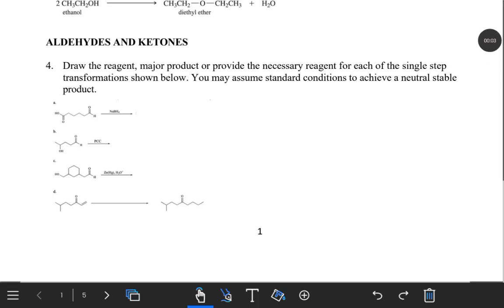In this third session, we're going to do aldehydes and ketones. So the question we were given was: draw the reagent, major product, or provide necessary reagents for each of the single-step transformations shown below. You may assume standard conditions to achieve a neutral stable product. So this question is coming from ketones and aldehydes.